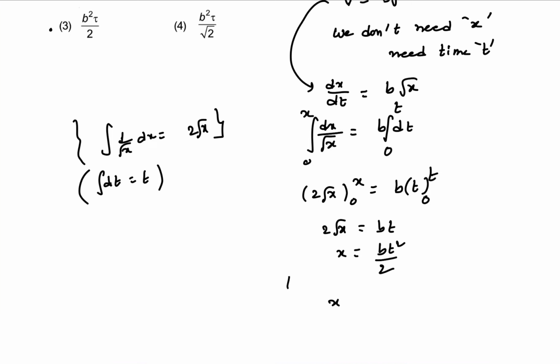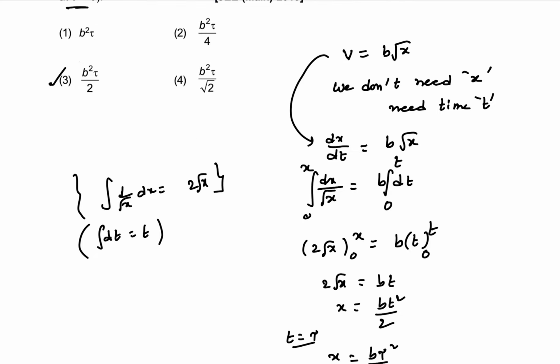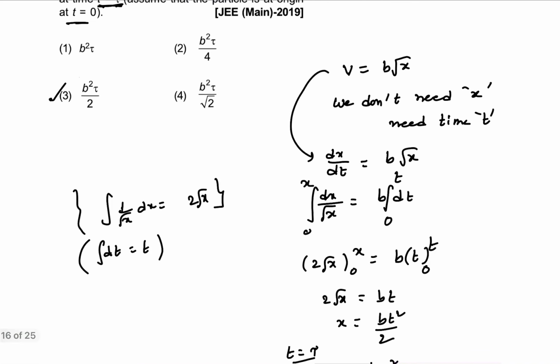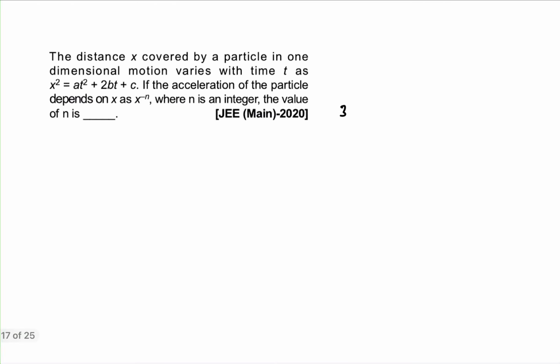As per the question, they are asking at t is equal to 0 and at a time t; at time tau, t is equal to tau they are asking. x is equal to b tau square divided by 2. This is our required answer.